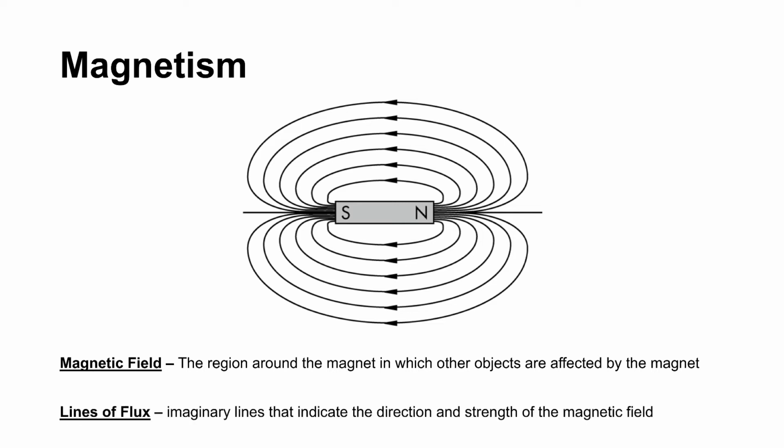These lines are called lines of flux. They're imaginary lines. I mean, you can't actually see them. And they indicate the direction and strength of the magnetic field. The direction is shown with the arrow, and the strength is the concentration of the number of lines per particular area in question.